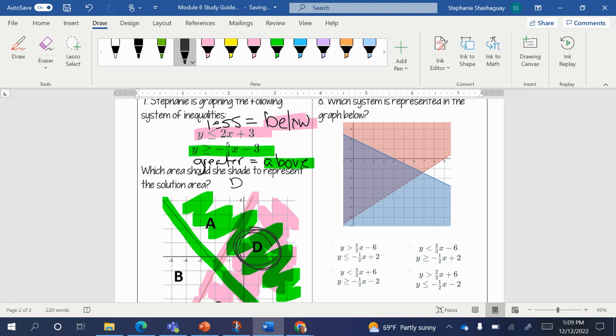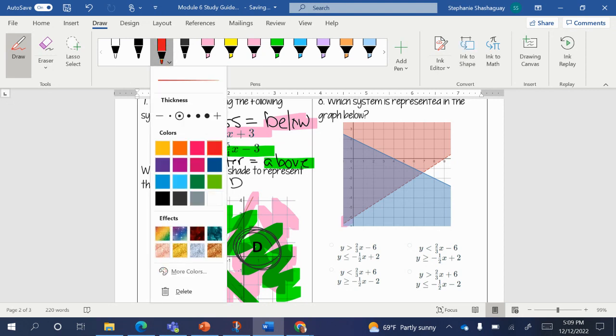Looking at question 8. Okay. First, we're going to take a look at our red line, which is a dashed line. You're not going to be able to see that, so let me change pens.